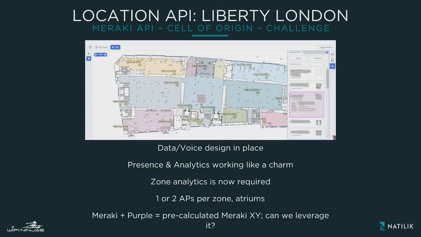Okay, so what we can see here is the ground floor of the Liberty shop, and we can see some colorful zones that we've defined. The network was designed for data. It wasn't designed for RTLS, so we put it in. It was based on Meraki. It works great. It's very reliable. And then we had presence and analytics stats from Purple on top of it.